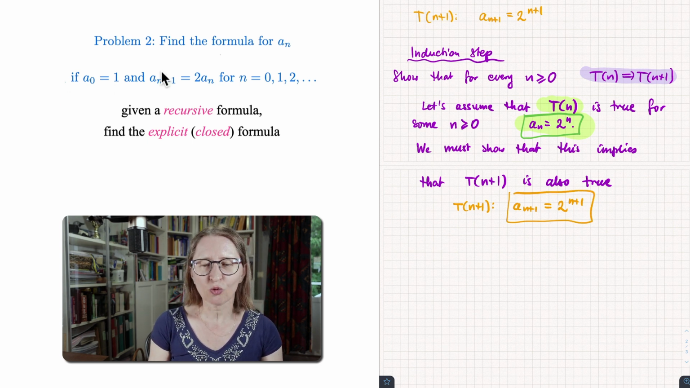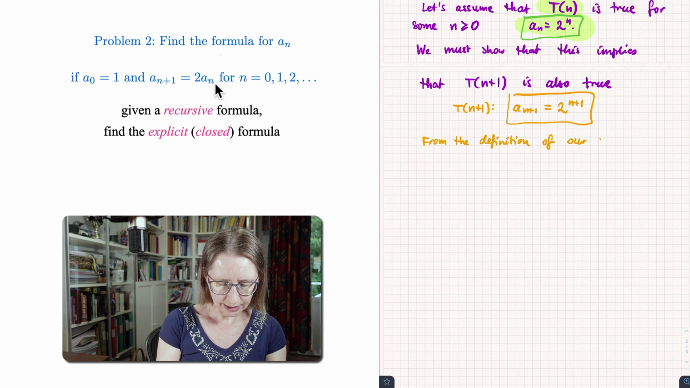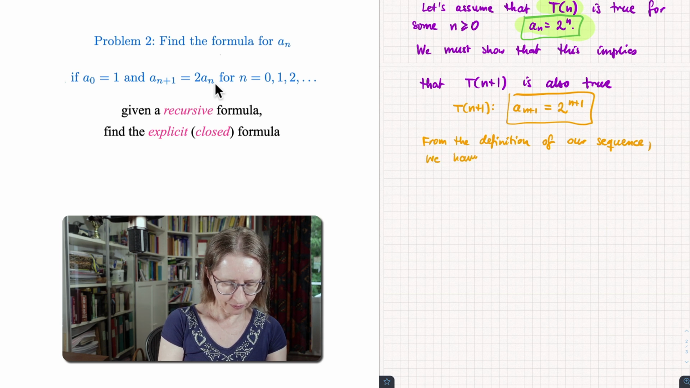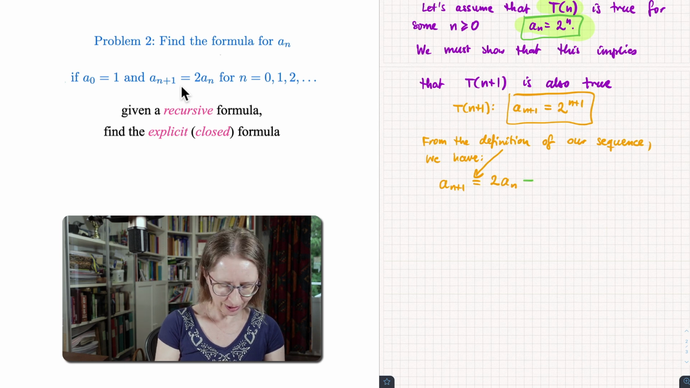And what do we have? We have our definition. We know how a n plus 1 depends on an. So from the definition of our sequence, we have a n plus 1 is equal to twice an. So this is from the very definition. But now I can use the induction assumption.